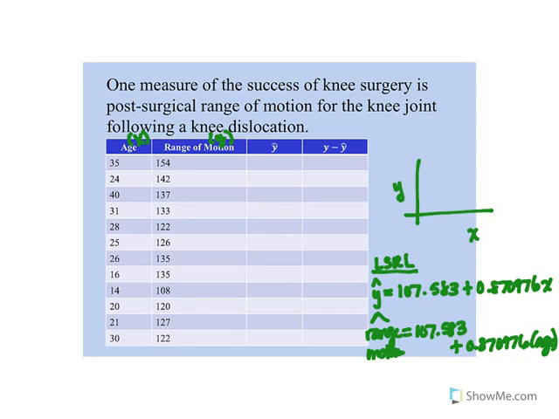Well, if we take a look at the y hat equation, we can create a y hat or predicted y value for each of these x points. So we're going to take our age or our x value, plug it into our equation, and get a y hat or predicted y for every one of these data points.